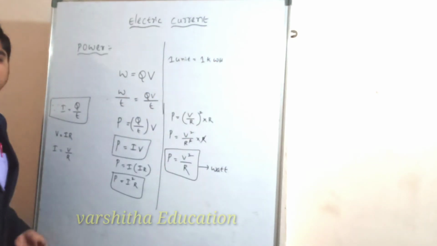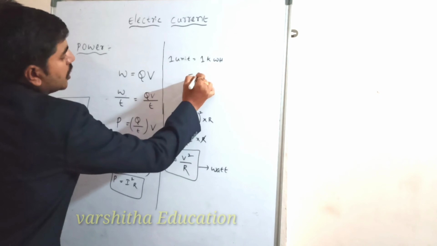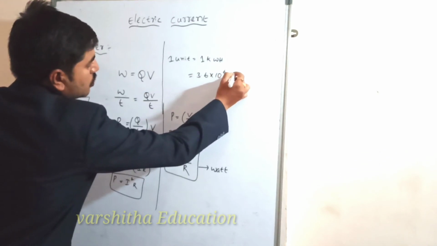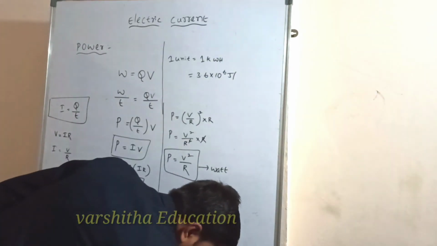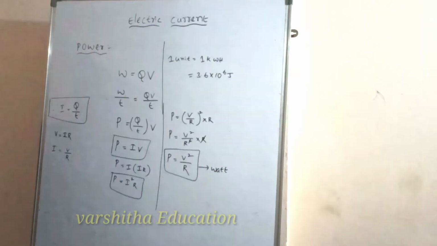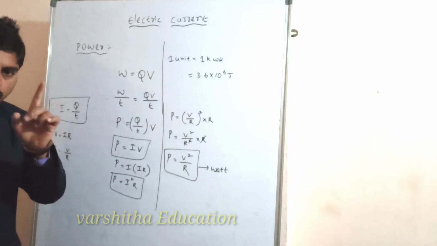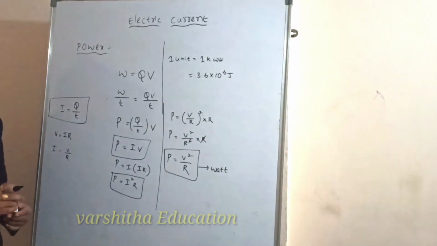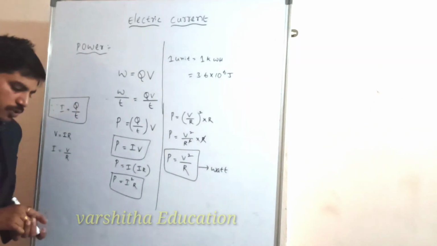What is meant by kWh? A kilowatt-hour is nothing but 3.6 into 10 to the power of 6 joules of electricity. So 3.6 into 10 to the power of 6 joules of energy is used in 1 kWh, or 1 unit of electric energy. In our daily life, we calculate electricity using this only.